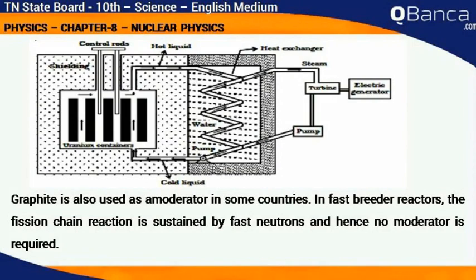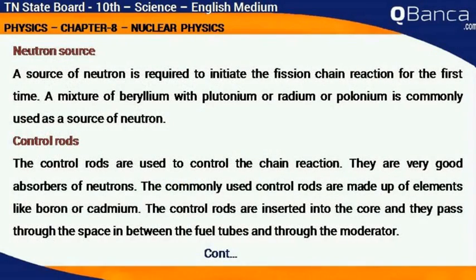Graphite is also used as a moderator in some countries. In fast breeder reactors, the fission chain reaction is sustained by fast neutrons and hence no moderator is required. Neutron source. A source of neutrons is required to initiate the fission chain reaction for the first time. A mixture of beryllium with plutonium or radium or polonium is commonly used as a source of neutrons.